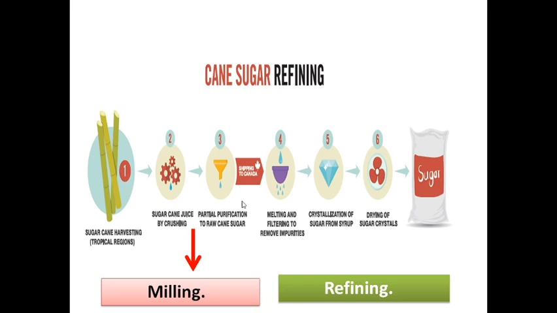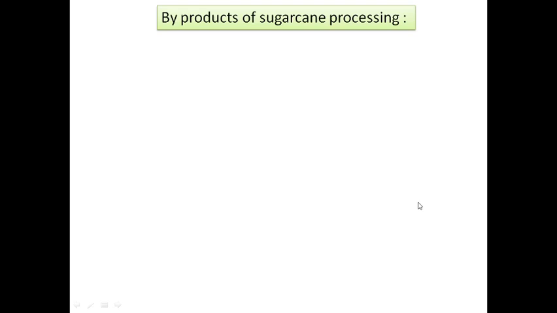Now this raw sugar is transported to the sugar refineries, and there the further 3 steps are done, like melting and filtering to remove the impurities, crystallization of sugar from syrup, and drying of the sugar crystals. These whole 3 steps include the refining. So it's done in the refineries, and finally we get the sugar.